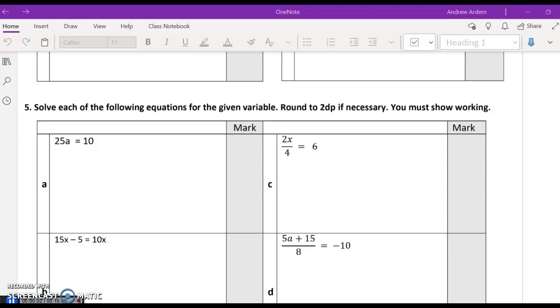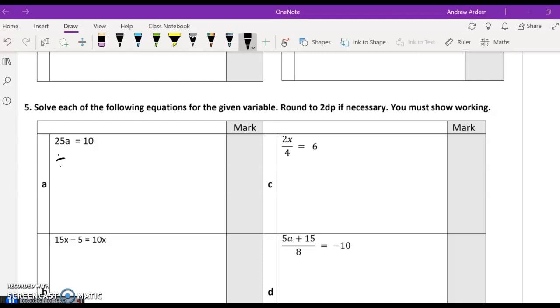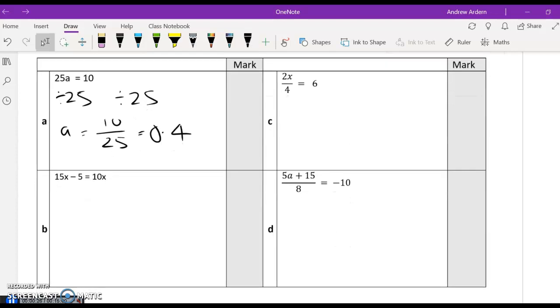Question 5a. A is multiplied by 25, so you have to divide by 25, both sides. And therefore A must equal 10 over 25, which you can write as 0.4 if you like, or leave it as 10 over 25. Up to you.